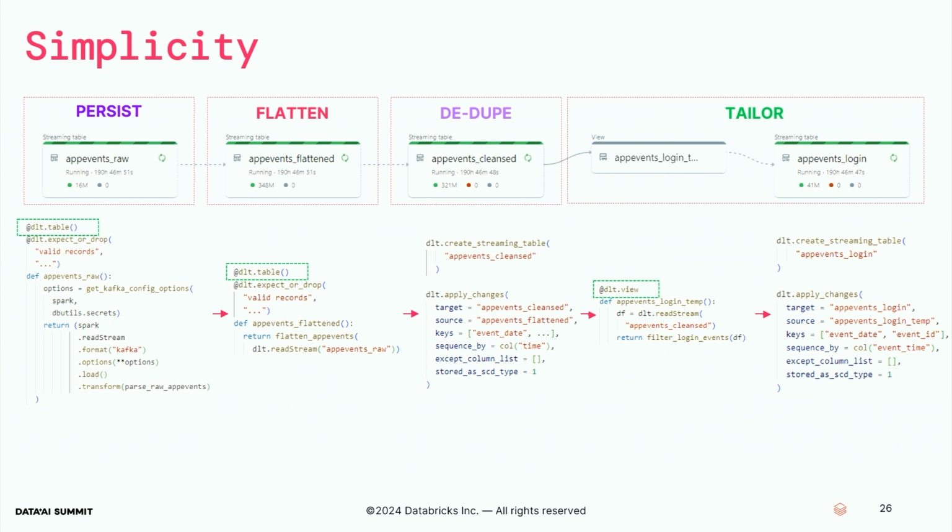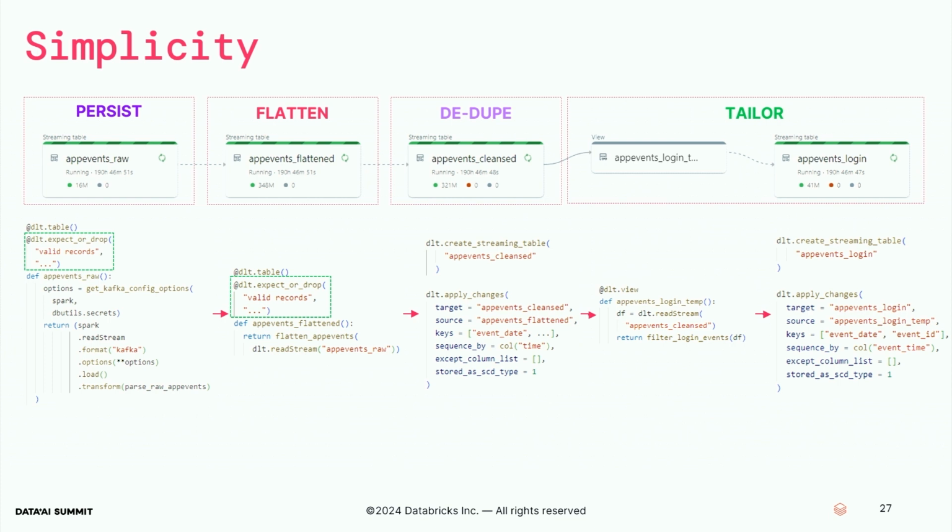Then we apply the table and view decorators on our query functions to help Live Tables understand which data should be persisted, and which can stay in memory when the pipeline runs, but not be accessible to the outside world.